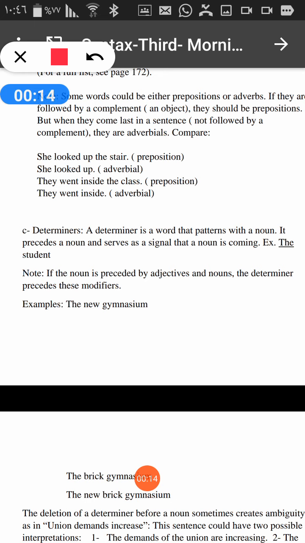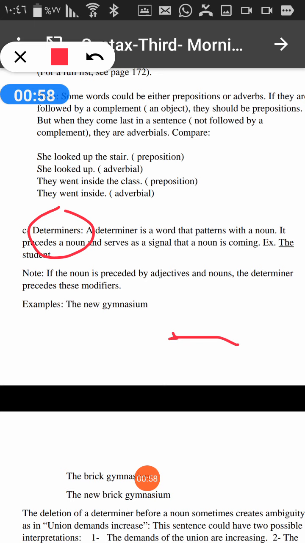Now we talk about section C, which is determiners. المحددات. Determiners, المحددات. First we define what is meant by a determiner. What is a determiner? A determiner is a word that patterns with a noun. Any word that is used with a noun, that modifies the noun, that precedes or modifies a noun, is a determiner. كلمة تحديد. It precedes a noun, it comes before a noun, and functions, الوظيفة مالتها, as a signal, تعمل كعلامة, that a noun is coming.